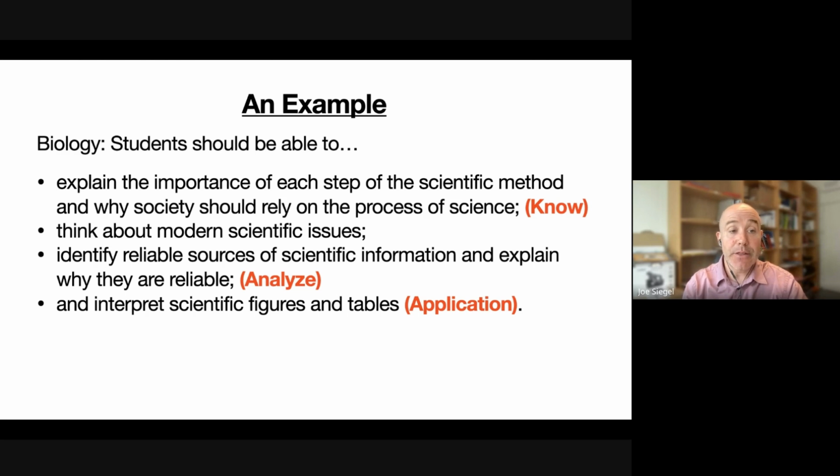Then we get the third point, identify reliable sources and explain why they are reliable. And so there's some kind of analysis, analyzing these sources. And that's a higher order thinking skill. And then interpret scientific figures and tables. Okay, here's a scientific figure. What does this mean in relation to this other item of knowledge? So there's some application, another higher order thinking skill.